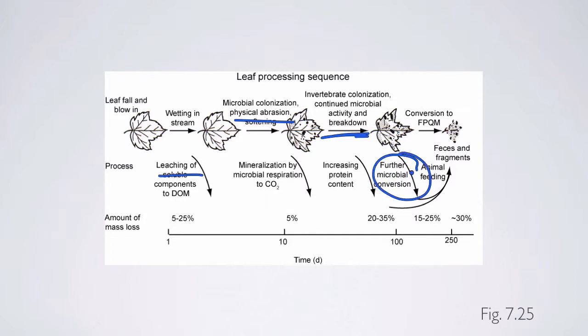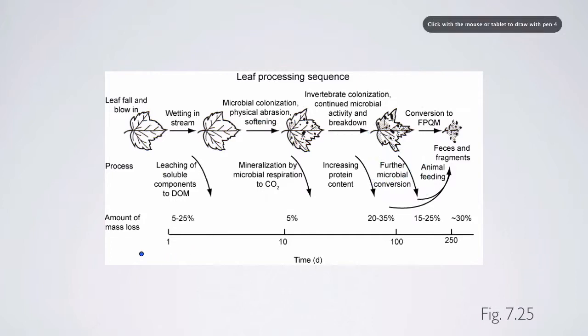Now, the pattern of mass loss can be a lot faster than what we'll see in many soils. Within a relatively short period of time, just like on land, 5 to 25% of the mass is lost due to leaching, and then in terms of days, within 100 days, half of that mass can be lost. And then it doesn't take long for the rest of it to be lost also.